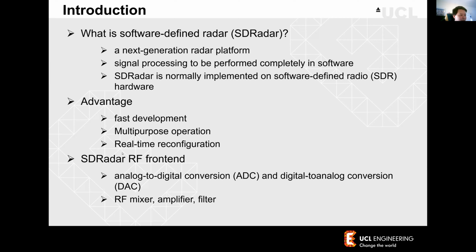SDR radar. The RF front end of the SDR radar includes analog-to-digital conversion, ADC, and DAC. Basically, this converts the digital signal to an analog signal and transfers it to the RF front end from the computer. It also contains several RF mixers, amplifiers, and filters. These are to maintain the bandwidth and the central carrier frequency for the SDR radar.